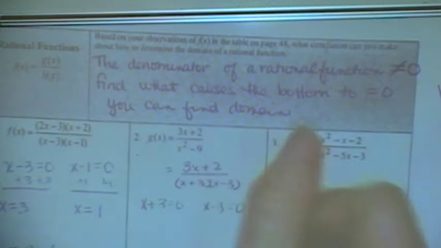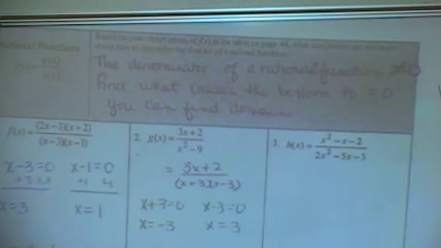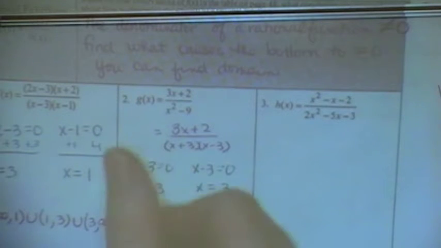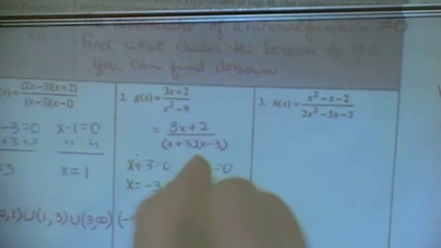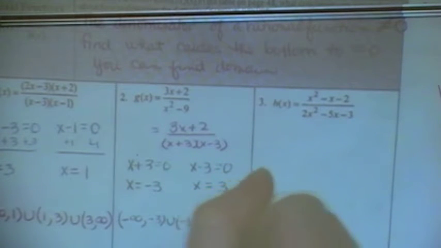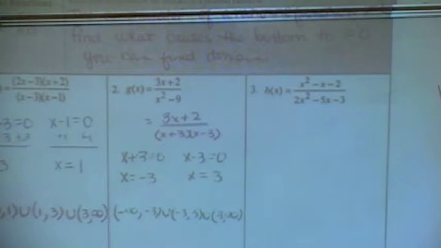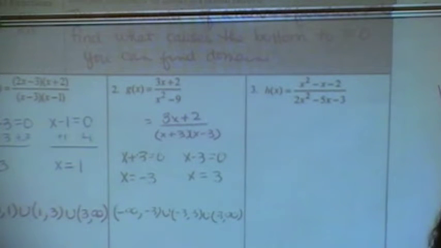When you get really good, you don't have to do this part. It comes out to be x equals negative 3 and x equals 3. So I've got 2 asymptotes again. So negative infinity to negative 3 in union with negative 3 to 3 in union with 3 to infinity. Make sure that you put them in smallest to greatest order. That'll happen, sometimes it'll mess you up. You always have to go smallest first, left to right.